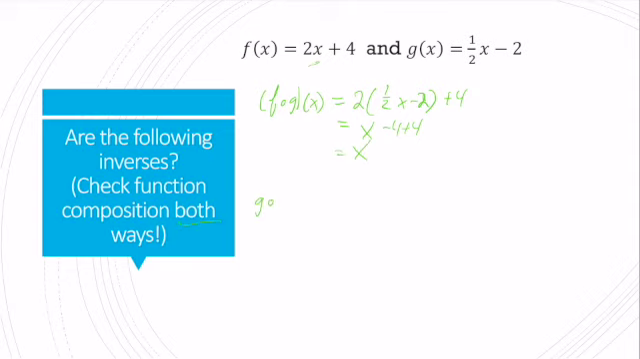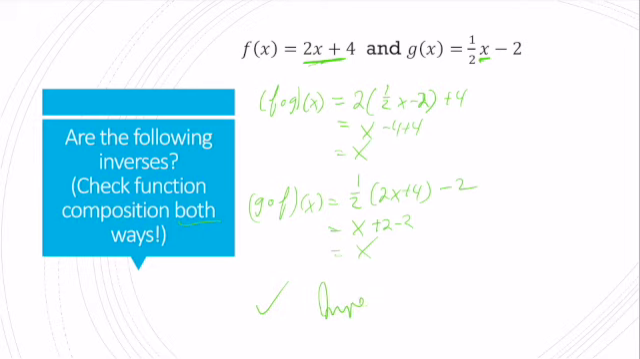If I take g composed with f of x, that gives me 1/2 2x plus 4, because I'm substituting f of x into g, minus 2. That gives me x plus 2 minus 2, so I get x. So yes, they are inverses, and I can rewrite g of x as f inverse of x.